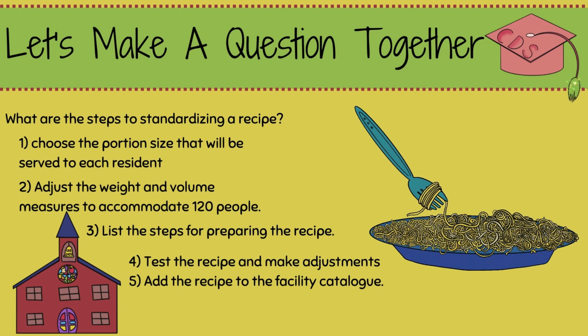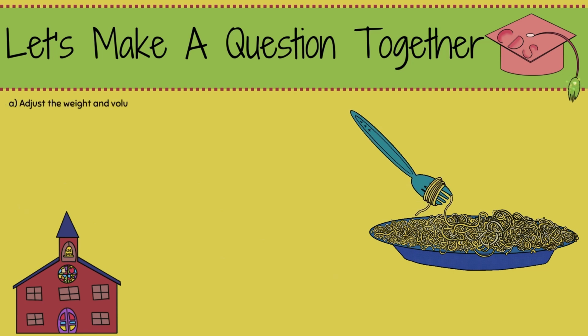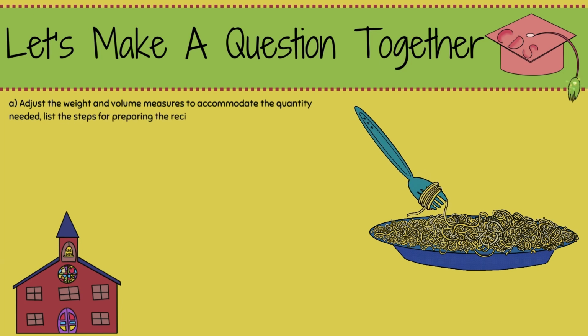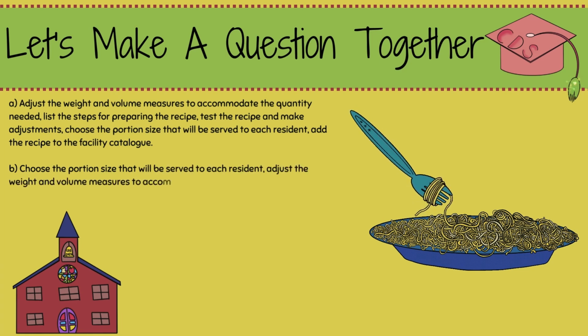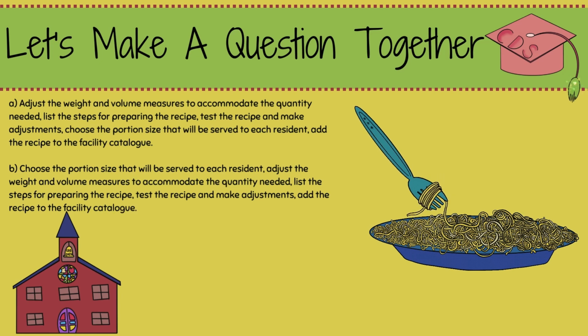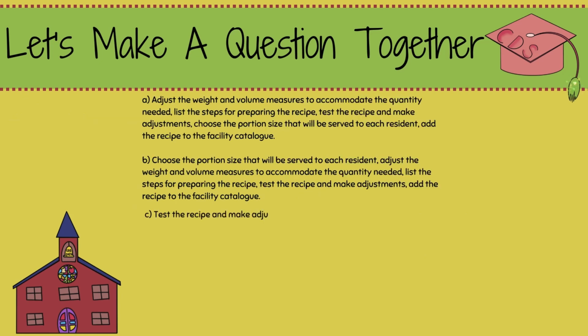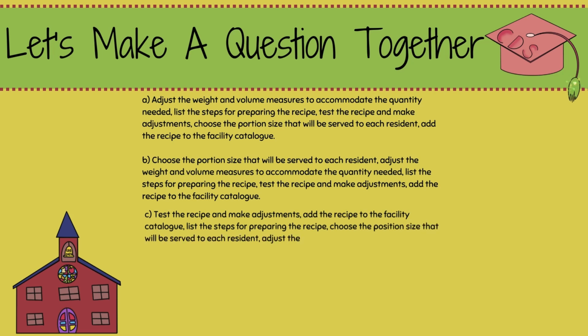Now that we have our steps for recipe standardization, we can make multiple choice answers. Let's write the order that we came up with our answers in first, even though we determined that determining the portion size for each resident needs to occur first. This will make for a good distracting answer. Next, we can write out the correct answer. For options C and D, we can shuffle the order of the steps around so that these answers remain incorrect.